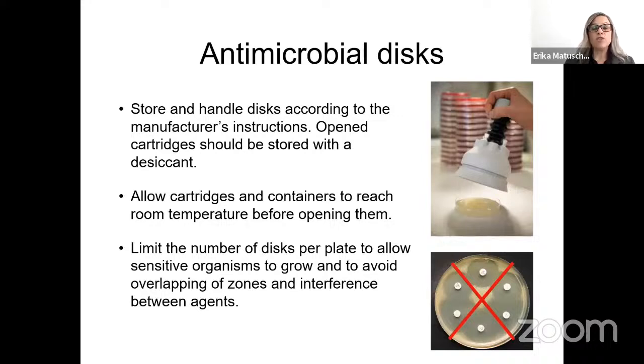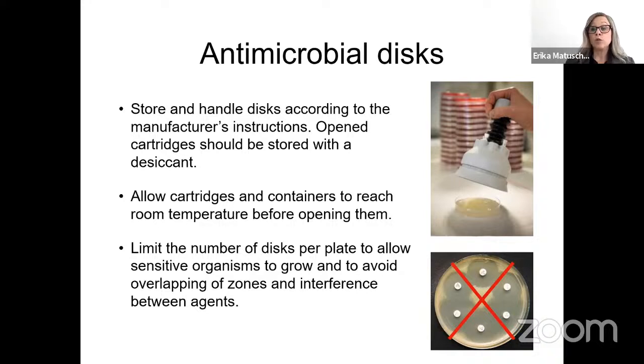Antimicrobial discs should be stored and handled according to the manufacturer's instructions. It's very important that opened cartridges are stored with a desiccant. With antimicrobial paper discs, the antibiotic content is sensitive to humidity and the air. So if the paper discs get humid, the antibiotic will start to degrade. So that is why we want to store them with a desiccant.